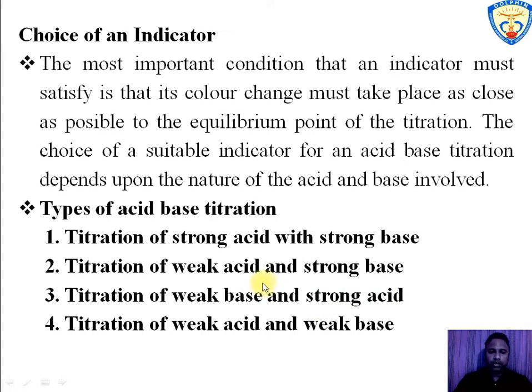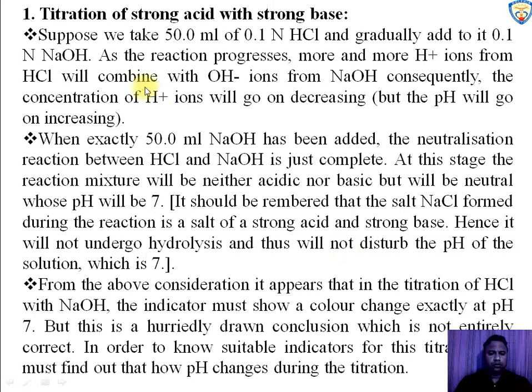So the types of acid-base titration are: titration of a strong acid with a strong base, titration of a weak acid with a strong base, titration of a weak base with a strong acid, and titration of a weak acid with a weak base. So first is titration of a strong acid with a strong base.